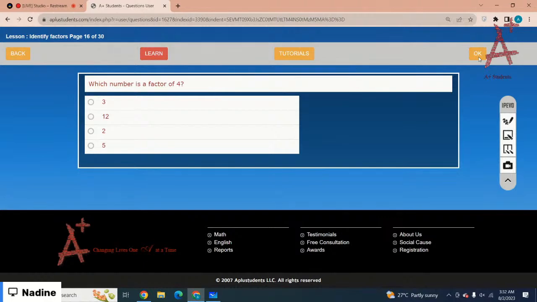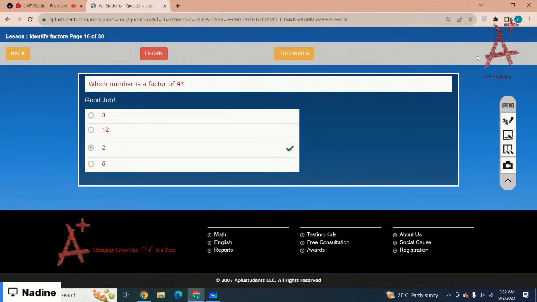Which number is a factor of 4? Factor of 4 is 2. 2 is the only number that can evenly divide 4.